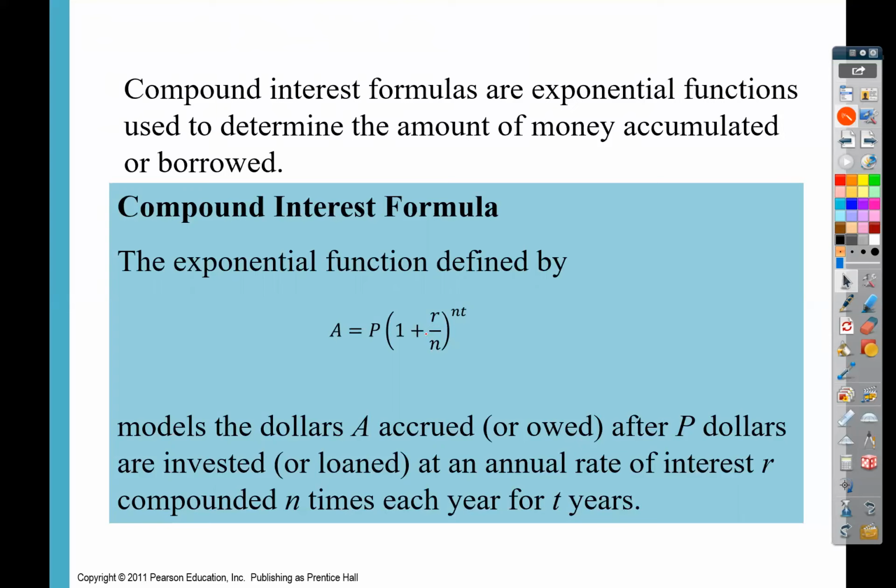So n is how many times a year it's compounding. So if they said monthly, n would be 12. If they said semi-annually, that would be 2. If they said quarterly, that would mean 4. Annually, it would just be 1.